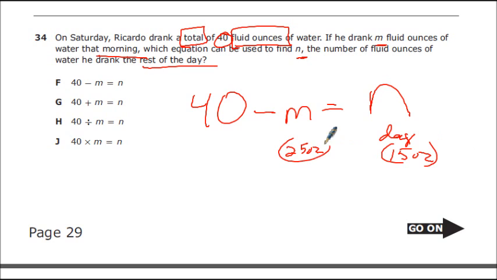Okay. A good strategy sometimes is to make up a problem, put in a number here to see if the solution works. So 40 minus m is equal to n. F is going to be your answer for that one.